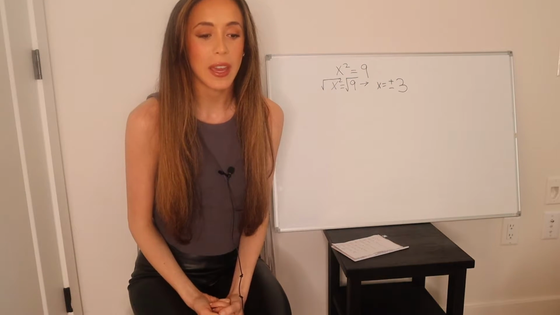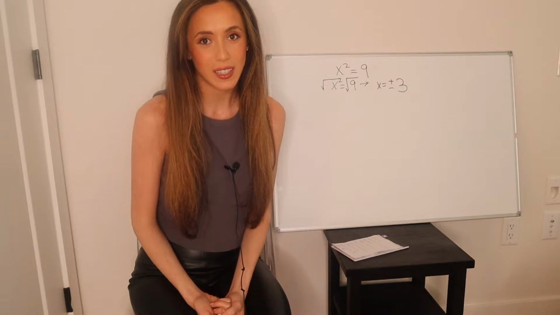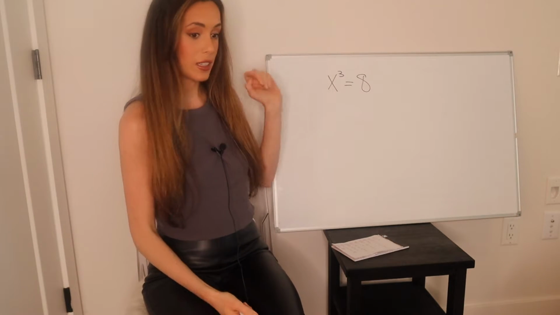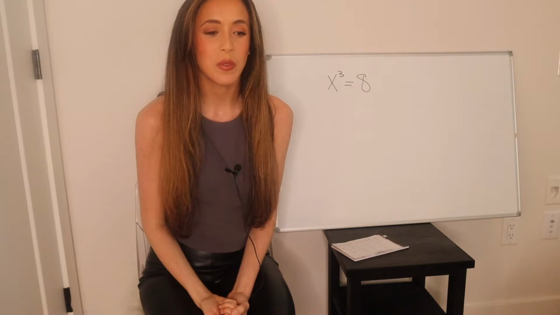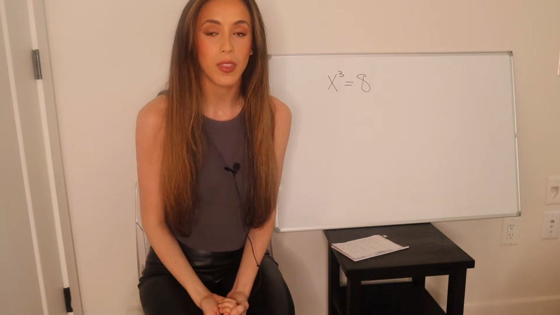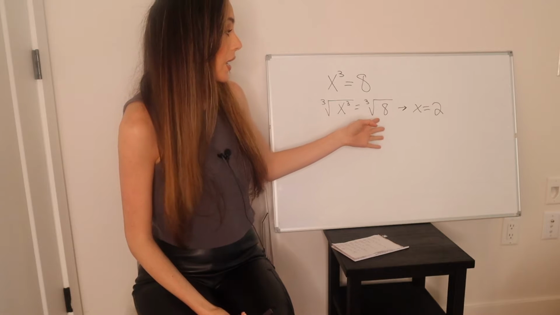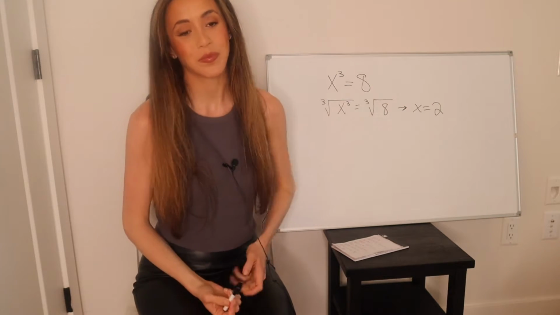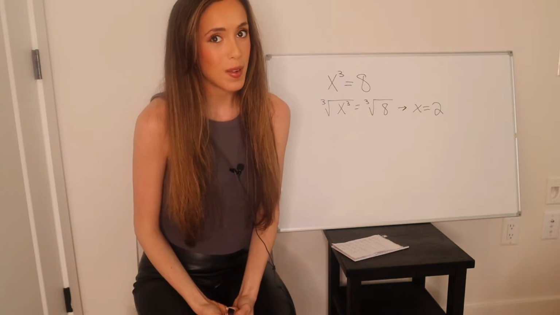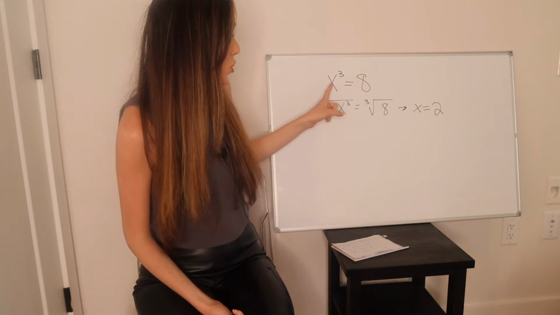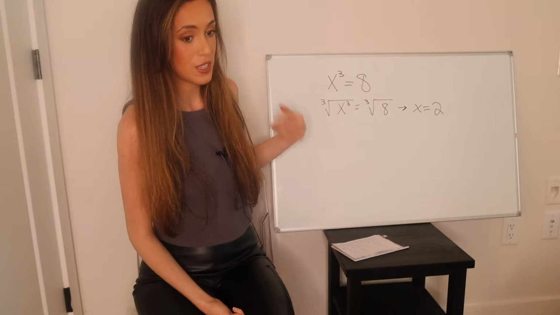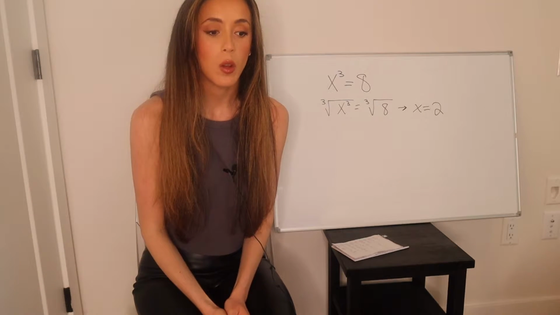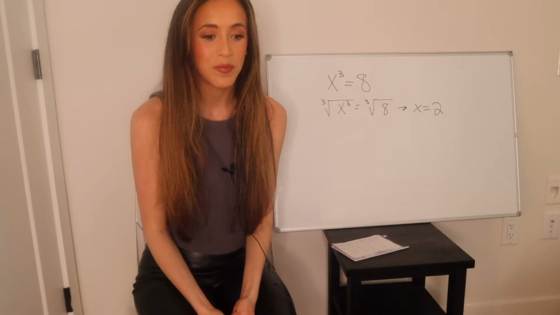Now, let's do a little more complicated example. Here we have x cubed equals 8. Just like before, we can take the cube root of both sides. We obtain a solution of x equals 2. However, there is a problem here. There are actually 3 solutions, but we only found one. So, where are the other 2?